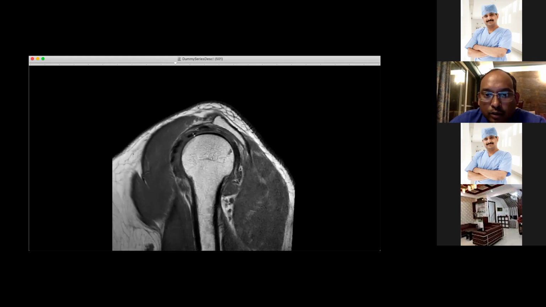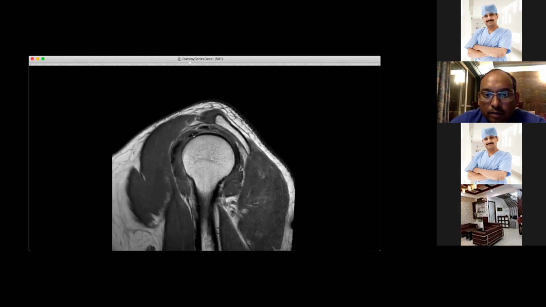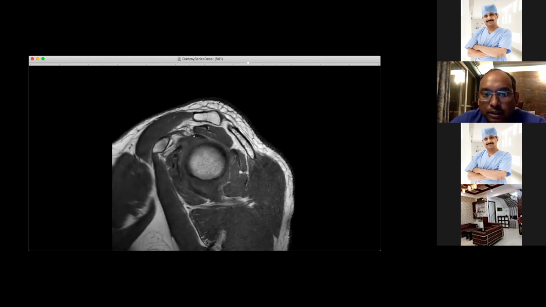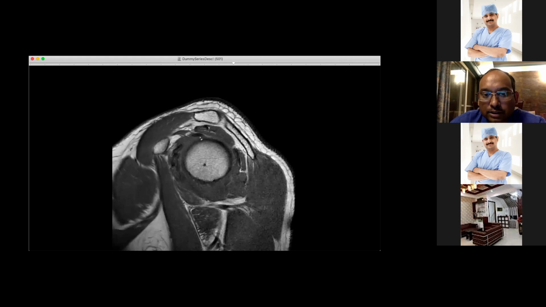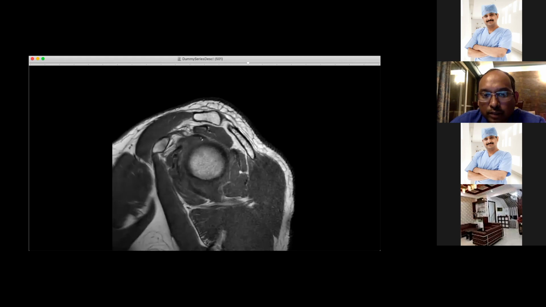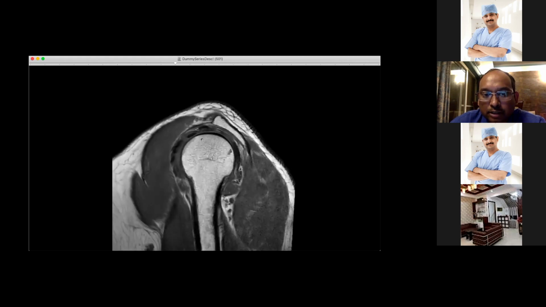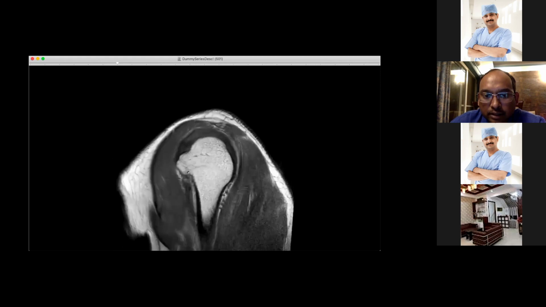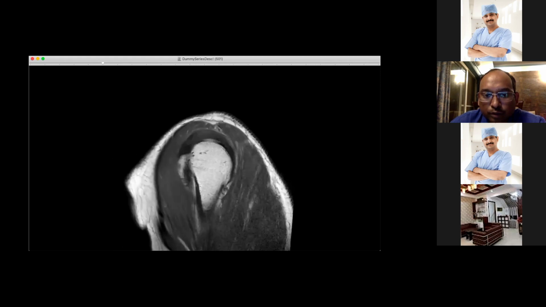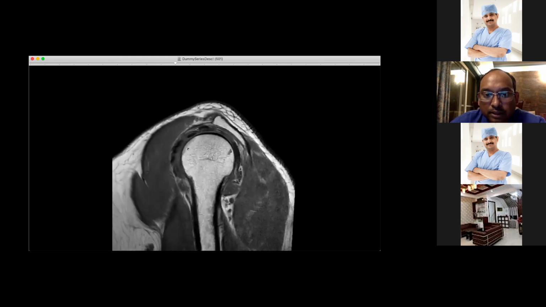Now, just anterior to the supraspinatus lies the long head of the biceps tendon, which we have already seen in the axial and the coronal views. Again, we can also see it in the sagittal view. This is the place where it should go and attach to the labrum. So it forms the biceps labral complex. This is the long head of the biceps tendon, and this is the bicipital groove between the greater and the lesser tuberosity. Here goes the long head of the biceps tendon.